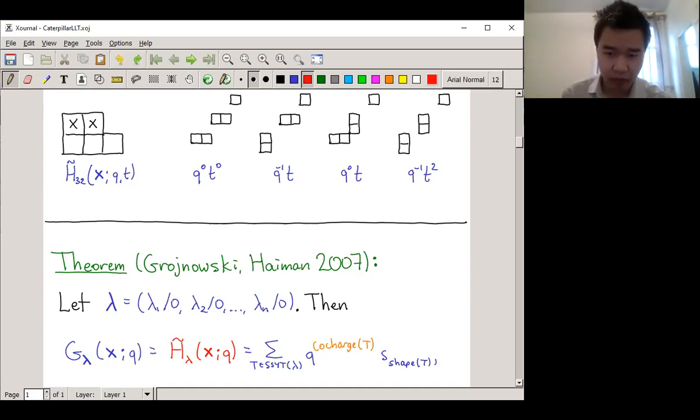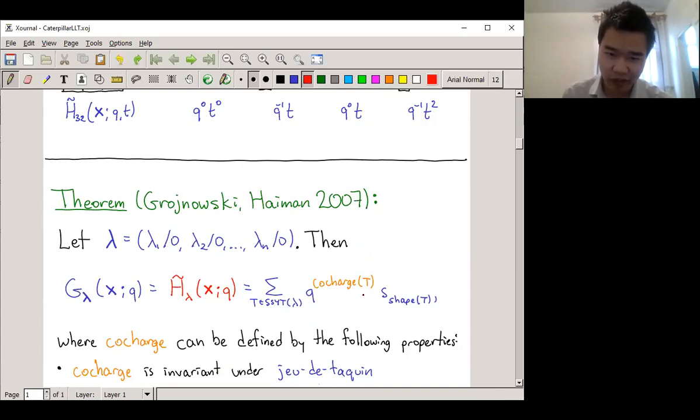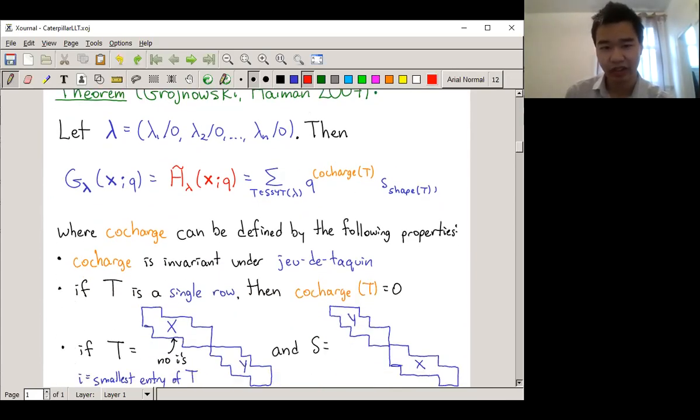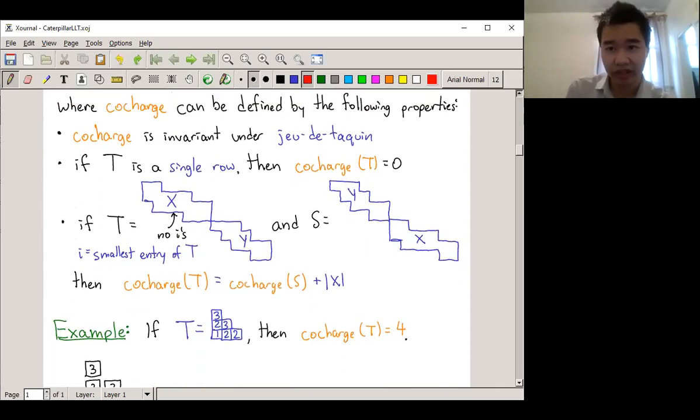It's a bit complicated to define co-charge explicitly. I'll just maybe show you this. I won't really go into it. I'm just showing you this in case anyone's interested. But co-charge can be defined in terms of Schur de Turcan or in terms of some other things, in terms of the reading word of a tableau.